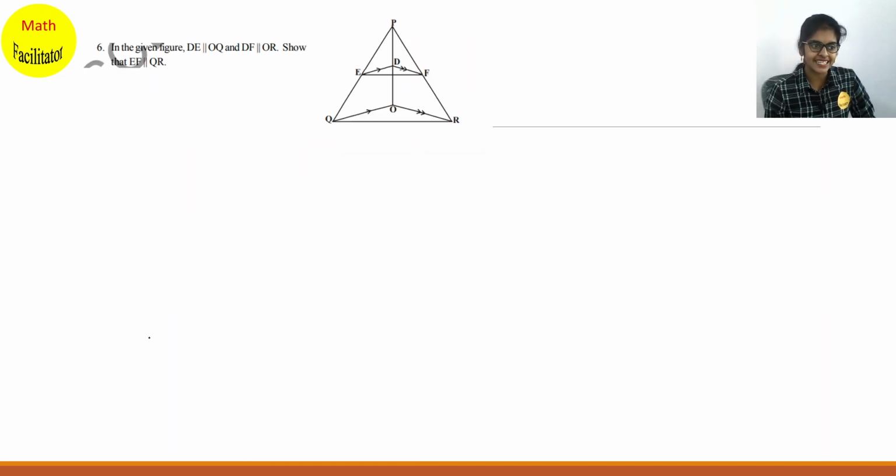So question number 6. In the given figure, DE is parallel to OQ. Just see here, this DE is parallel to OQ. So what is the triangle you are getting? See, this is a triangle.